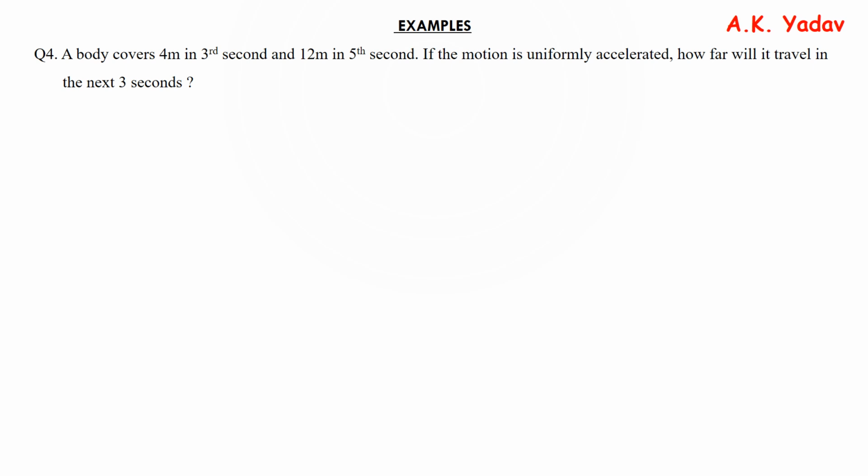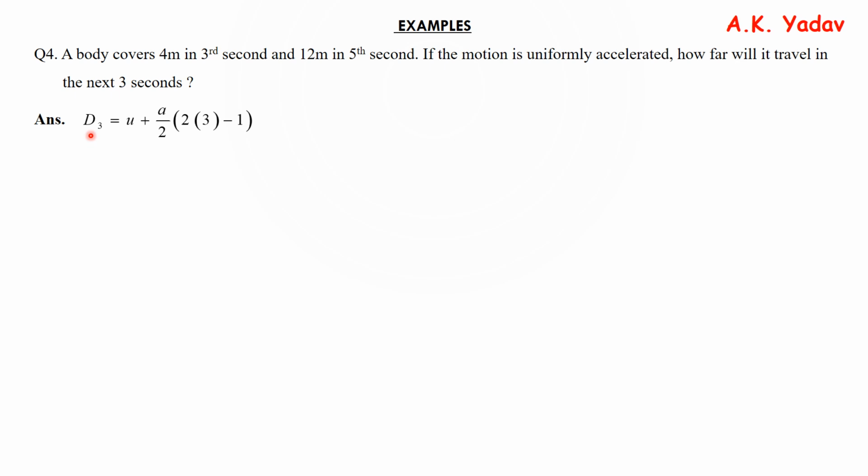Example number 4. A body covers 4 meter in the third second and 12 meter in the fifth second. If the motion is uniformly accelerated, how far will it travel in the next 3 seconds? So we will use the concept of distance covered in the nth second. The first information was about the third second.